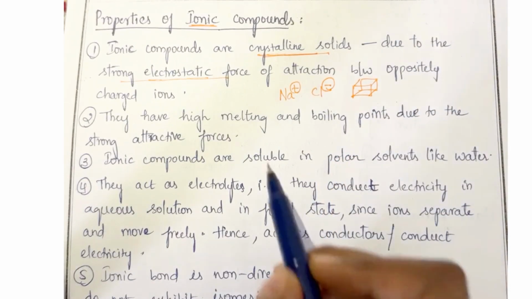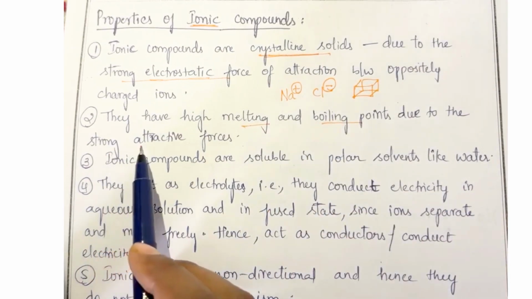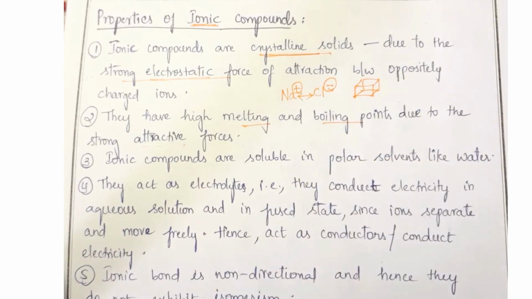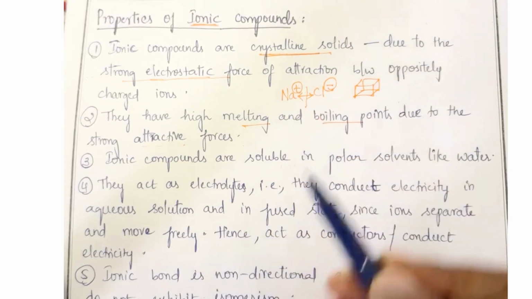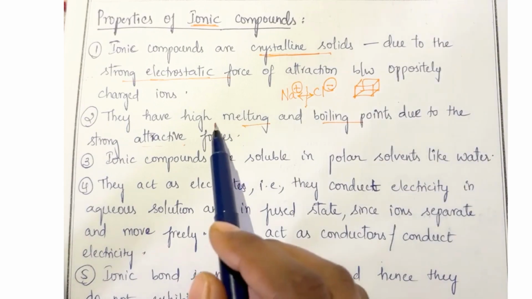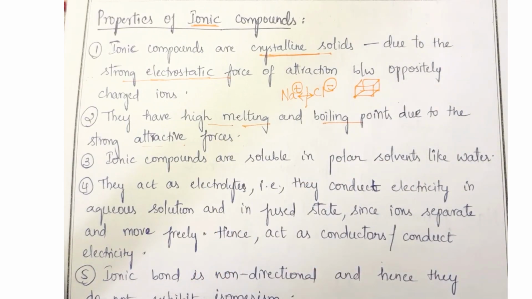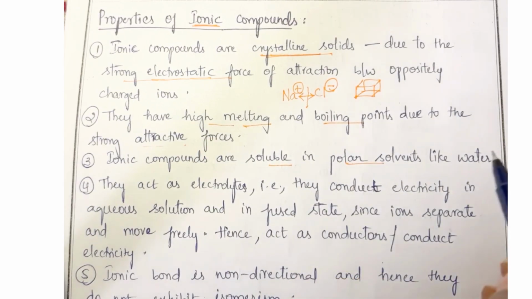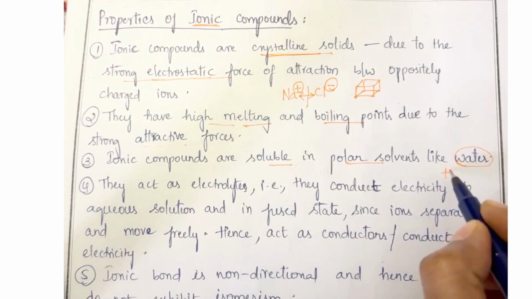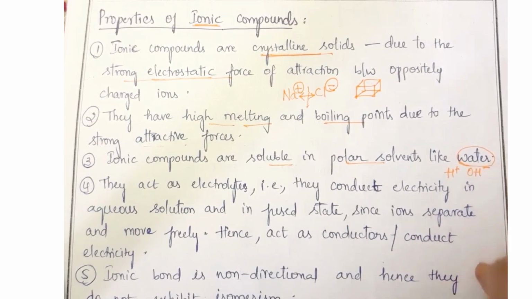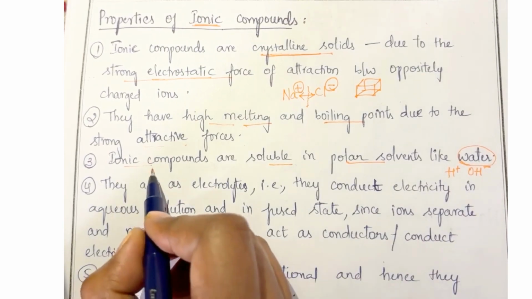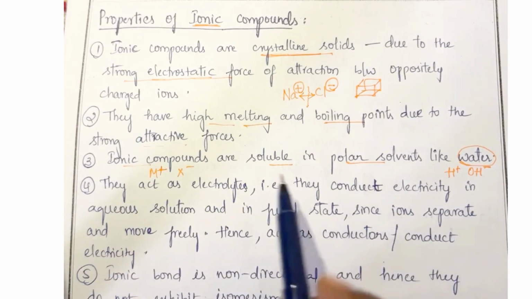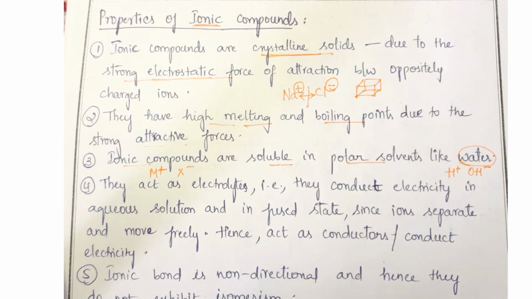They have high melting and boiling points due to the strong attractive forces. Since the attractive forces between the cation and anion are very strong, to break the bond between them we need a lot of heat energy. Hence, they have high melting and boiling points. And ionic compounds are readily soluble in polar solvents like water. Water is polar because you can write it as H plus and OH minus. Similarly, ionic compounds you can write as cation and anion, and hence their natures are the same, both are polar.